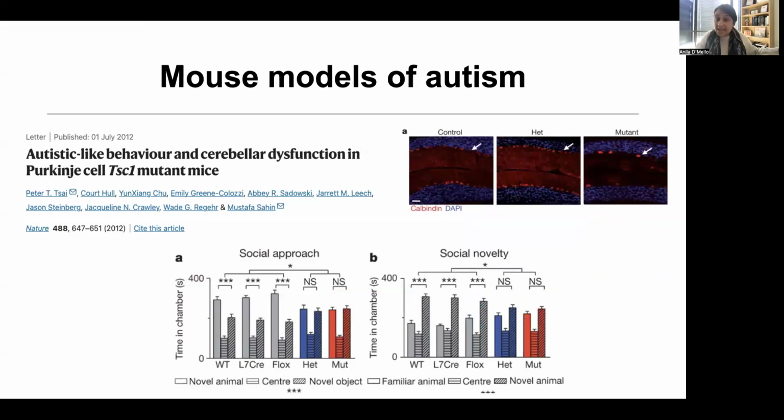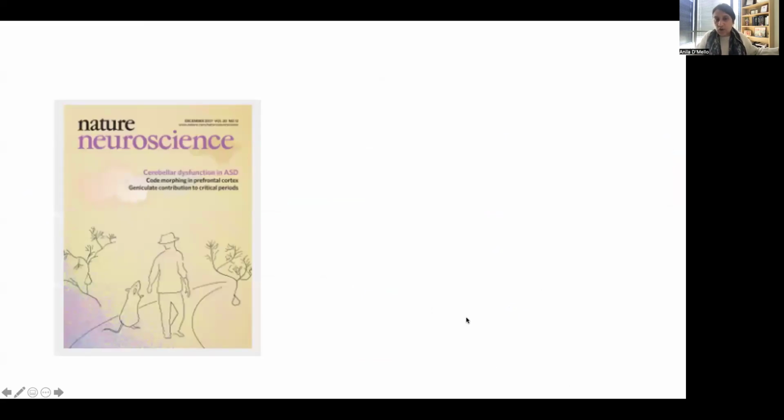Okay. And it actually jives really well with what we know from the animal literature. So in mouse models of autism, it turns out that cerebellum is also pretty consistently different, right? So this was a study by Peter Tsai showing that in this tuberous sclerosis mutant mouse, you have atypical morphology and density of Purkinje cells and also a number of social issues. So we explored this in this paper.